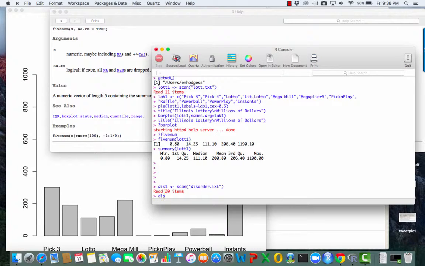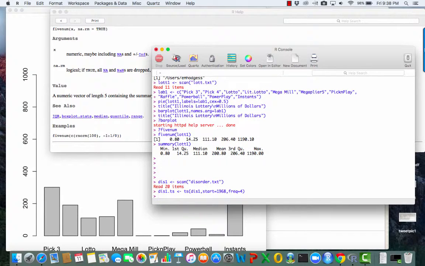So this is a time series. Instead of just considering it as regular data, I'm going to convert it to a time series. All right, so we're going to bring in the data as it stands. It's just a numeric vector at the moment. I want it to be a time series. So time series have start dates. It starts at the beginning of 1968. The frequency is 4 since it's quarterly data. Okay?